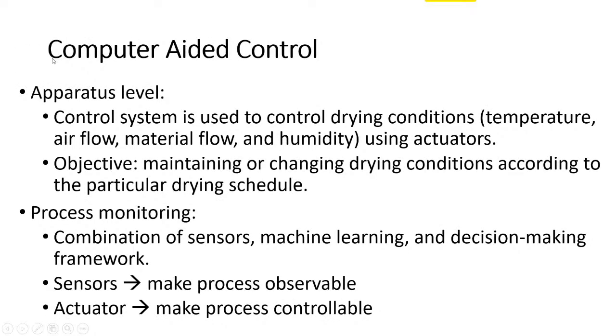And this is where computer aided control comes in. You have a sensor, which makes your process observable, for example a temperature sensor, humidity sensor, etc. And then you need an actuator. This controls your process based on the input from the sensor, and your actuator can be active, whether it can increase or decrease. This is the basic component of a control system.